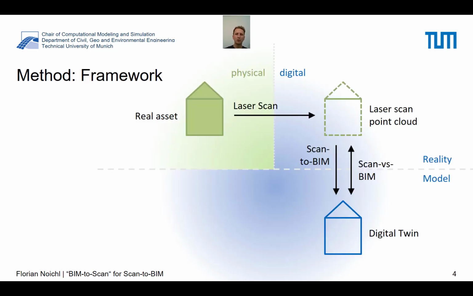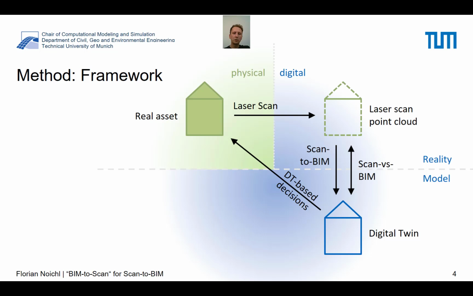To put our approach into context, I would like to explain how it fits into our understanding of the digital twin concept. So we start from a real asset where we capture the actual as-is conditions using a laser scan, mostly. Therefore, we transfer the as-is conditions from the physical to the digital domain. With the resulting laser scan point cloud, we can then, depending on whether we have an existing model or not, use methods of Scan-to-BIM or Scan-versus-BIM to create or update a digital model.